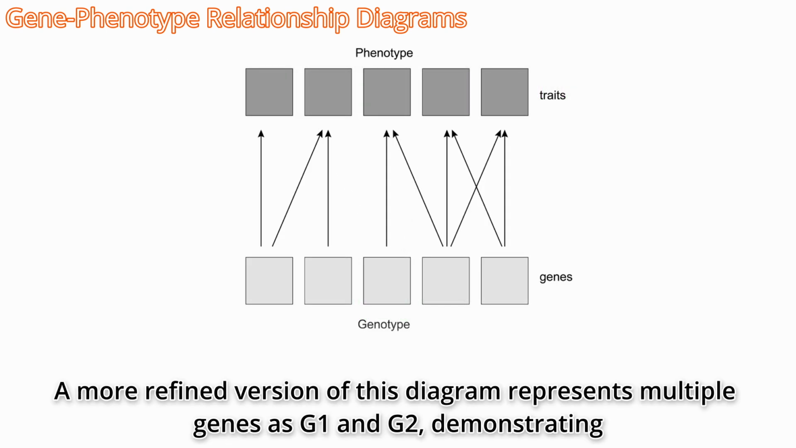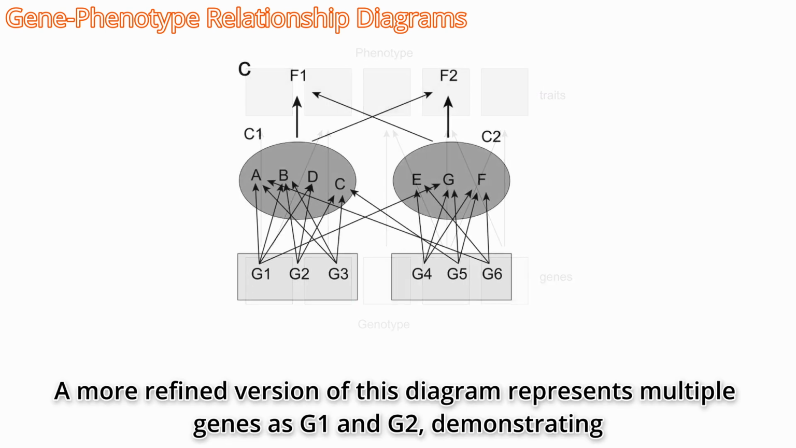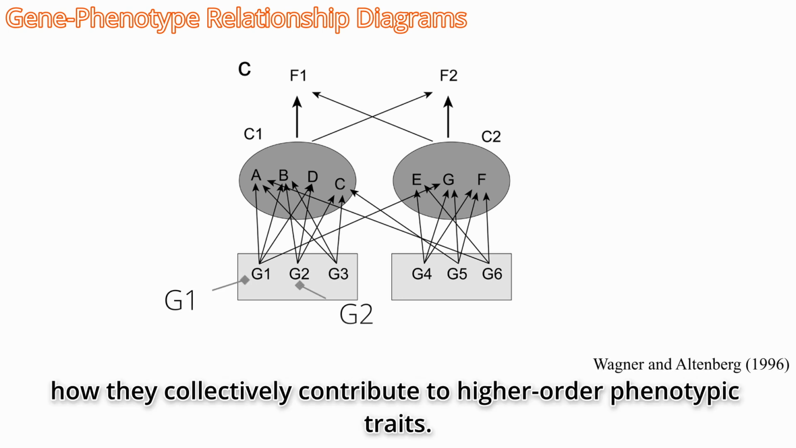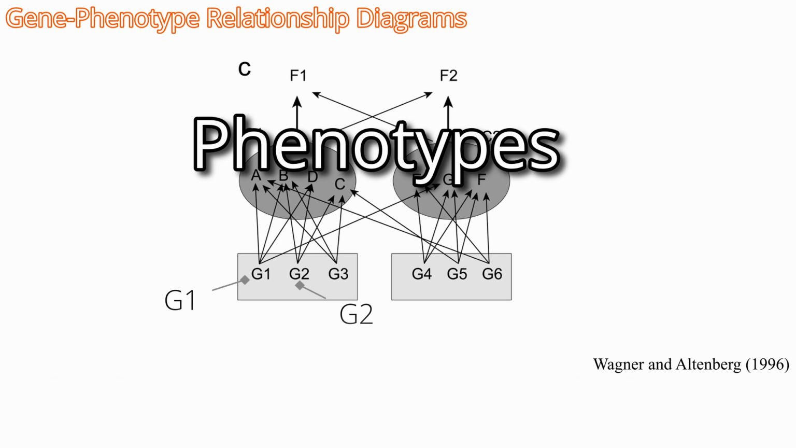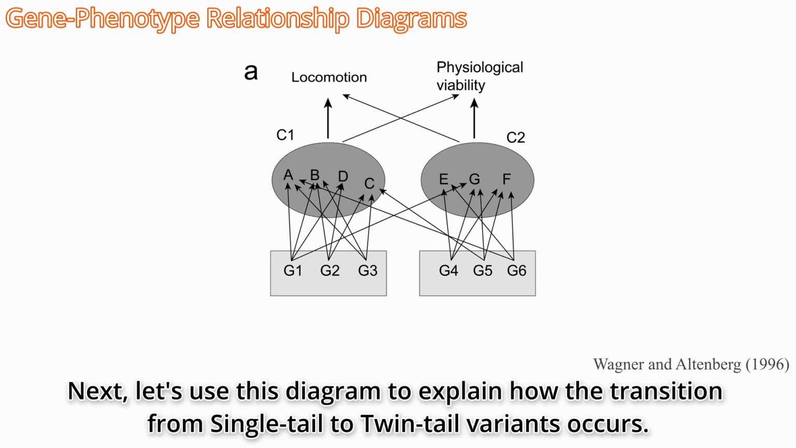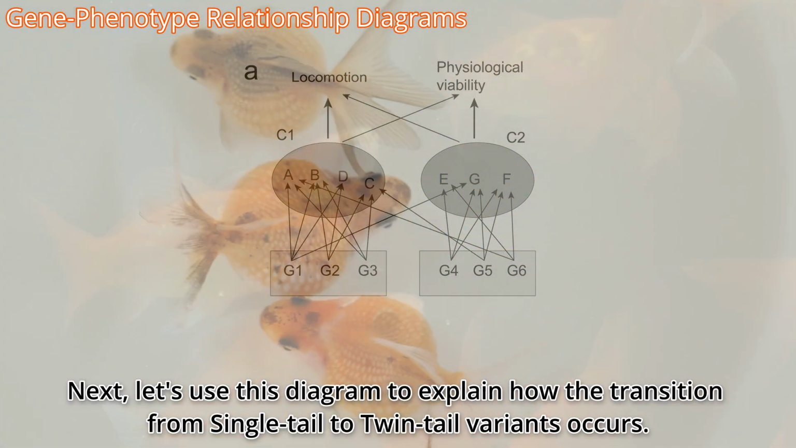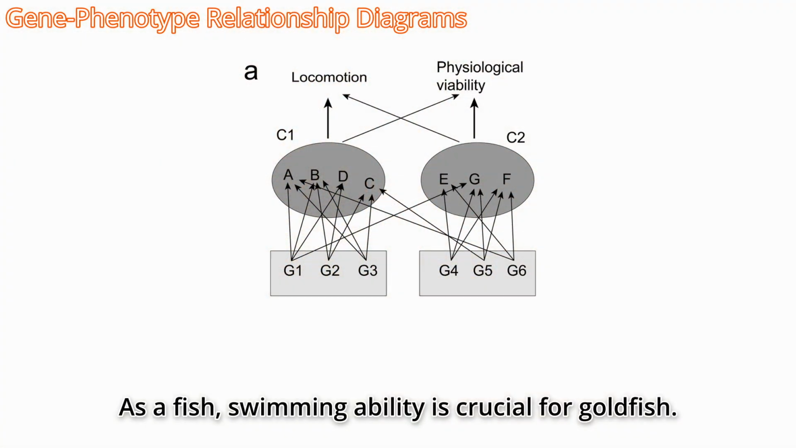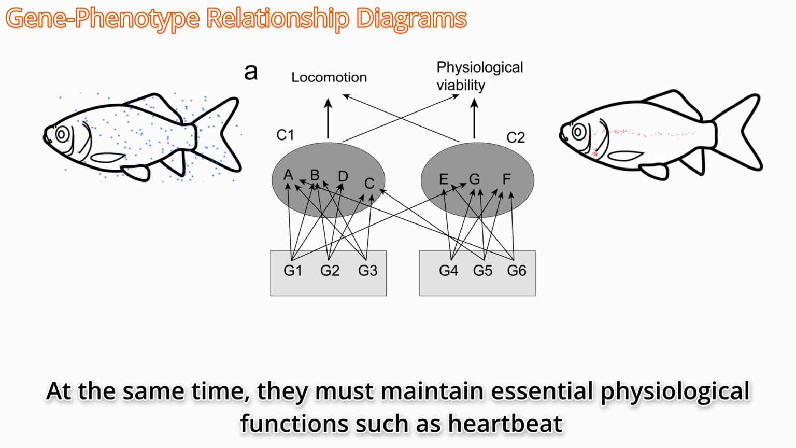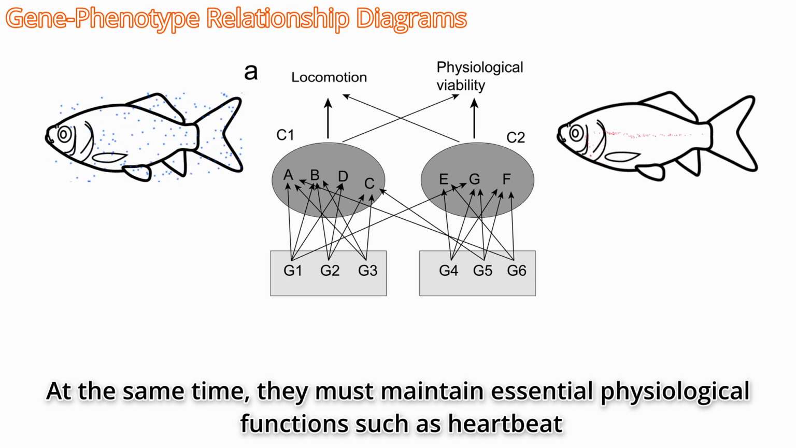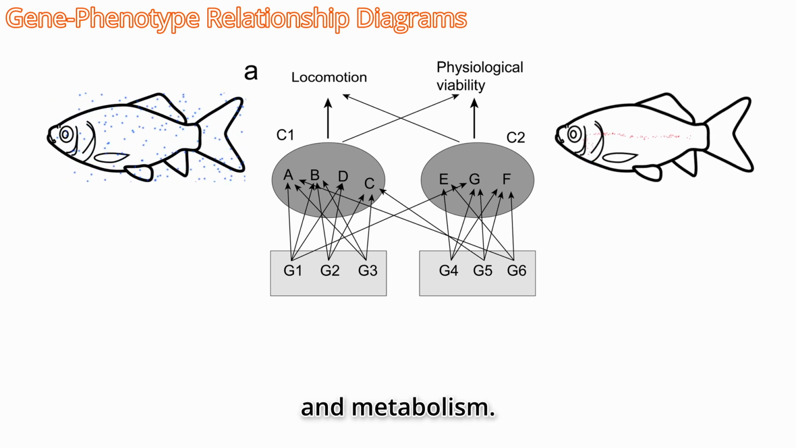A more refined version of this diagram represents multiple genes as G1 and G2, demonstrating how they collectively contribute to higher order phenotypic traits. Next, let's use this diagram to explain how the transition from single-tail to twin-tail variants occurs. As a fish, swimming ability is crucial for goldfish. At the same time, they must maintain essential physiological functions such as heartbeat and metabolism.